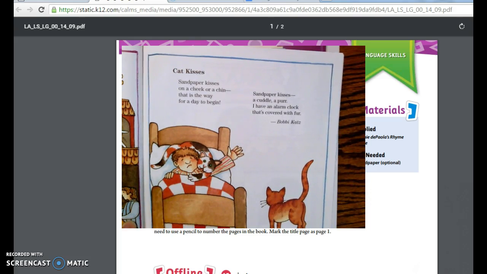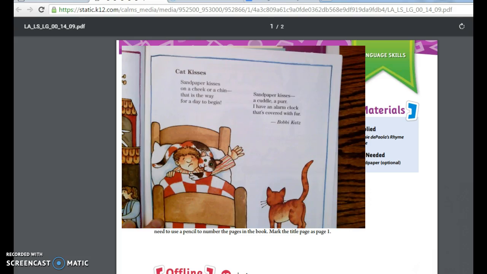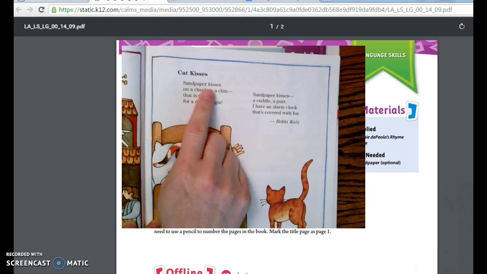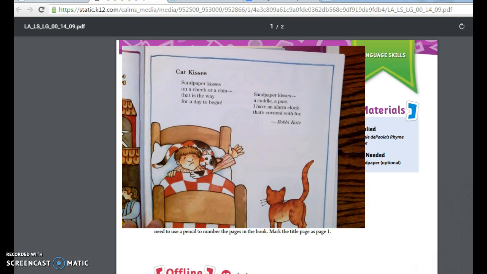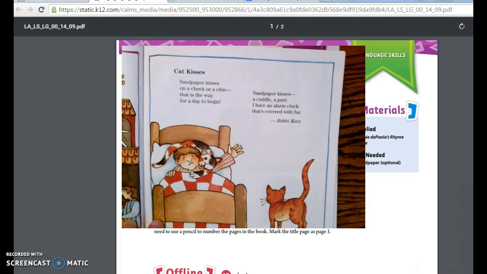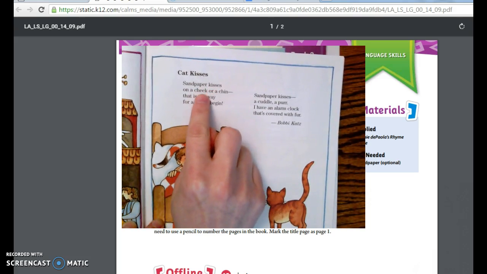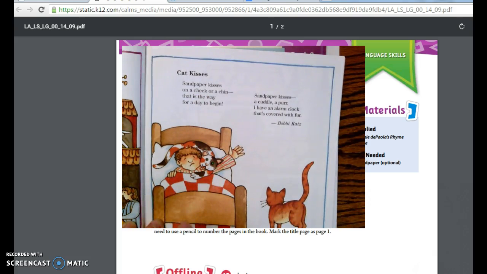I really like this poem, boys and girls, because the author uses very descriptive words in this poem. If you look here, sandpaper kisses. Now, if you have ever seen or touched a piece of sandpaper, you know that that is very rough to the touch. It's very gritty or grainy if you rub your hand across sandpaper. And just like sandpaper, a cat's tongue is very rough. So she is describing the kisses that the little boy is receiving from the cat as sandpaper kisses.